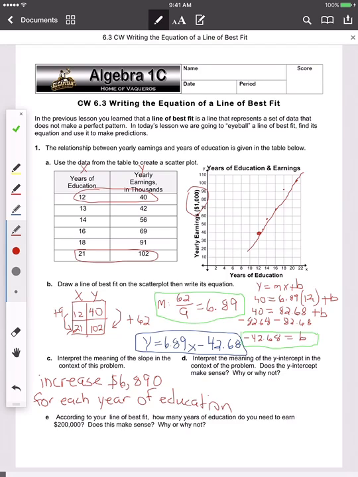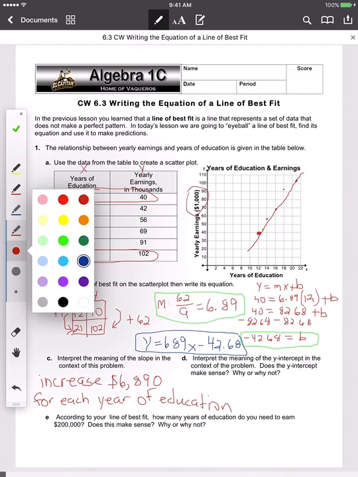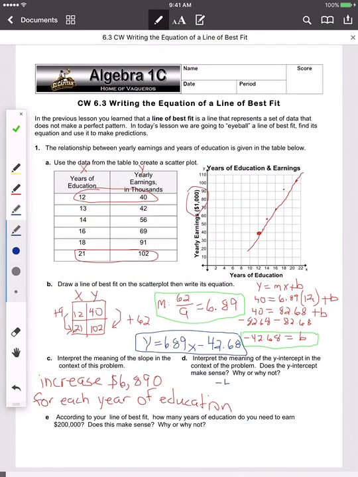Now interpret the meaning of the y-intercept. So remember, the y-intercept here was negative 42.68. So in terms of that problem, that means that if you've had 0 years of education, you're going to make negative $42,000, so negative $42,680 for 0 years of education.